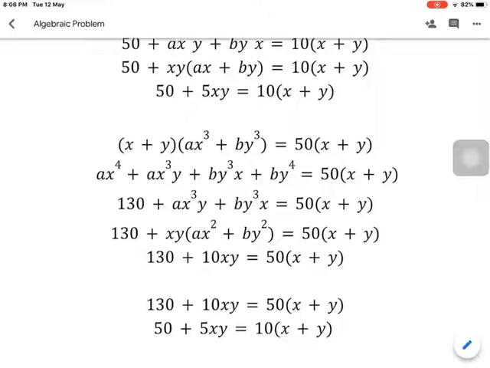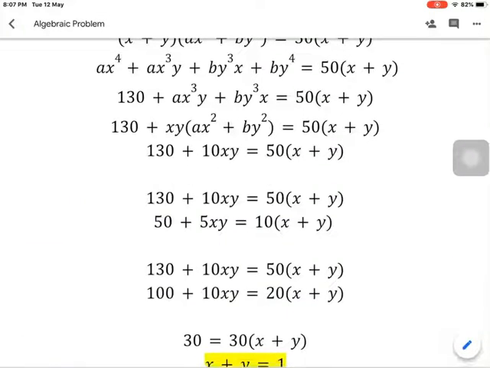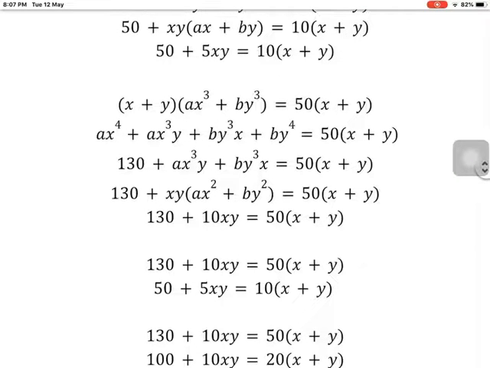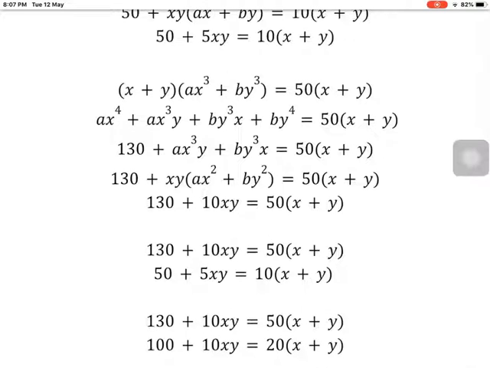So we'd want to solve x plus y first. To make the term xy the same, you multiply by 2 throughout equation 2. So it becomes 100 plus 10xy equals to 20 times x plus y. And we have the first equation of 130 plus 10xy equals to 50 times x plus y.